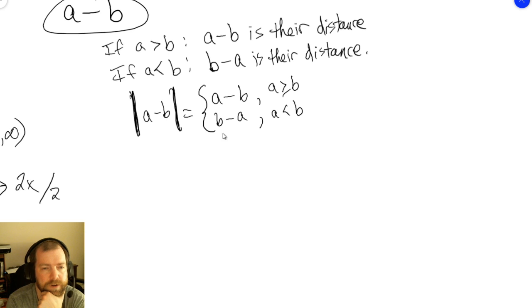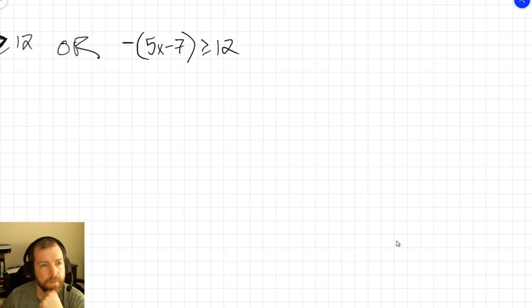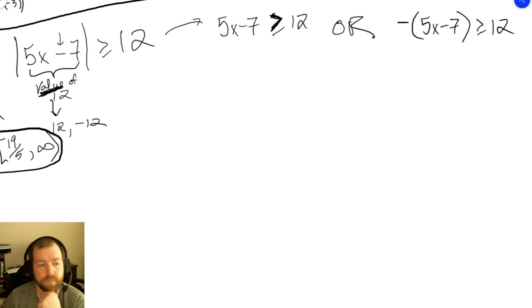However, this b minus a can be rearranged as negative a plus b, or negative parentheses a minus b. So I'm choosing this one when we're doing all these. So here, make it negative parentheses 5x minus 7. And then multiply this out. So negative 5x plus 7, greater than or equal to 12.